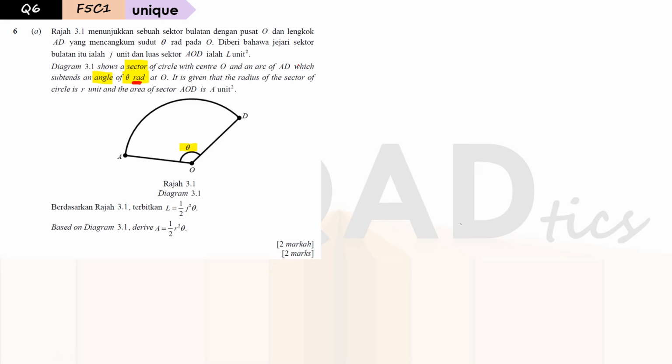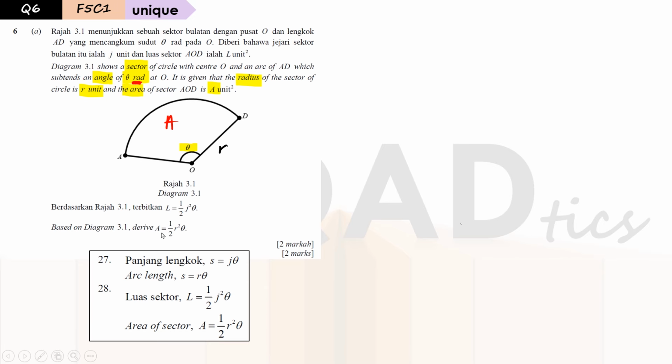And we are given the radius of the sector, which is r units, and the area of the sector, which is A units squared. So based on this diagram here, we need to show this formula. And this formula is very familiar, right? Because this is the area of the sector formula, which is also one of the formulas in the formula sheet, right? Formula 28.